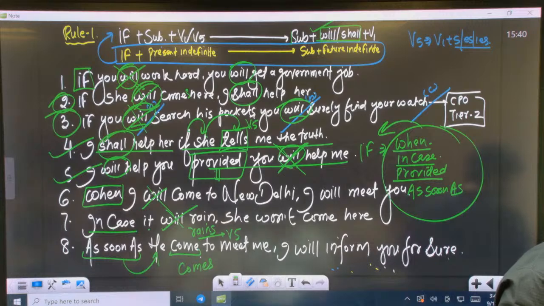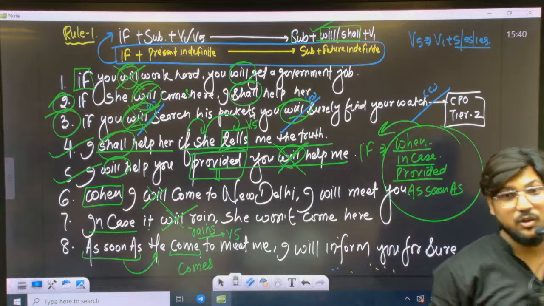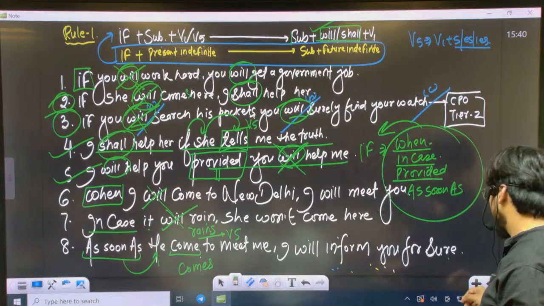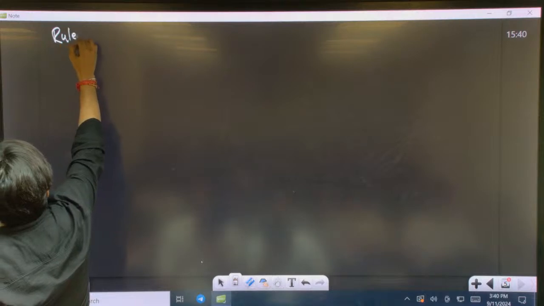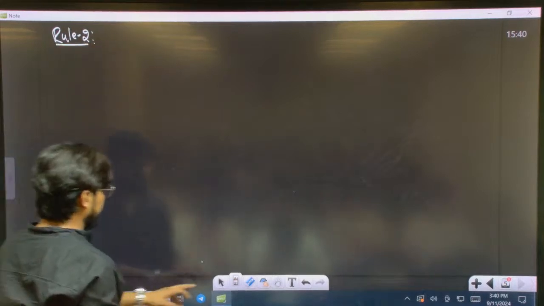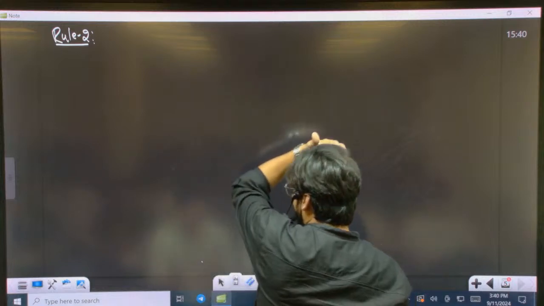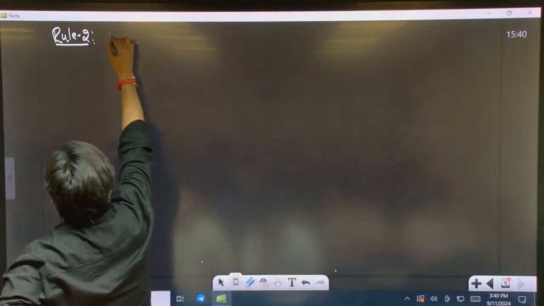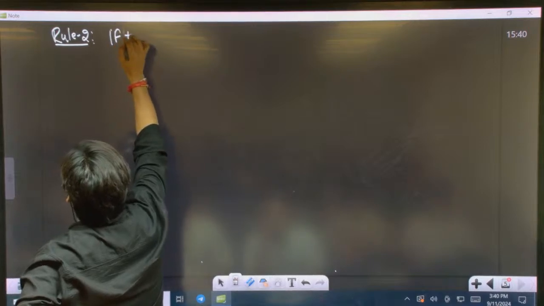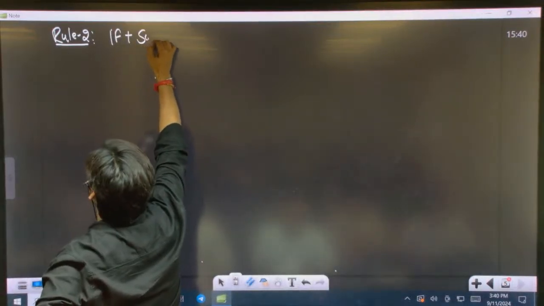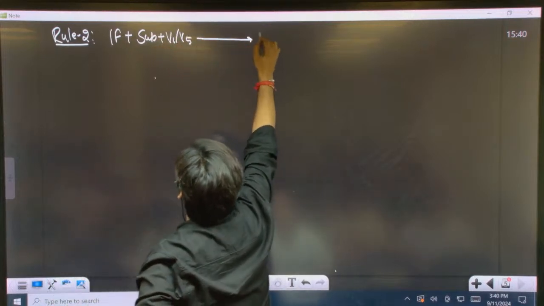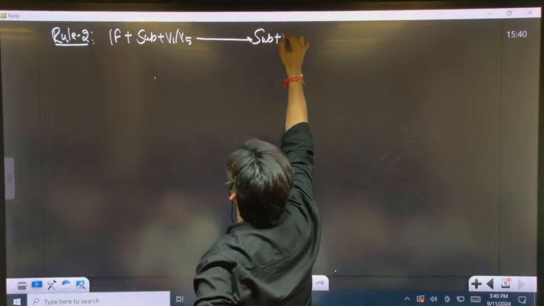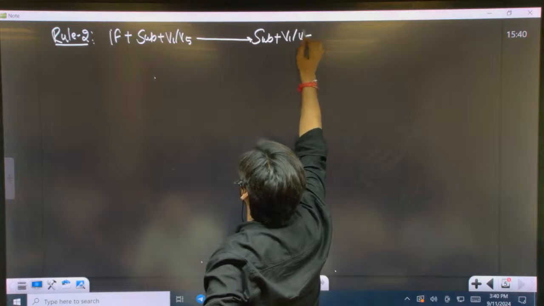Rule number 2. Just come to rule number 2. Rule number 2 says if "if" is at the starting of a sentence, then the subject, as we use V1 or V5, but in the main clause, the same rule will be applied.